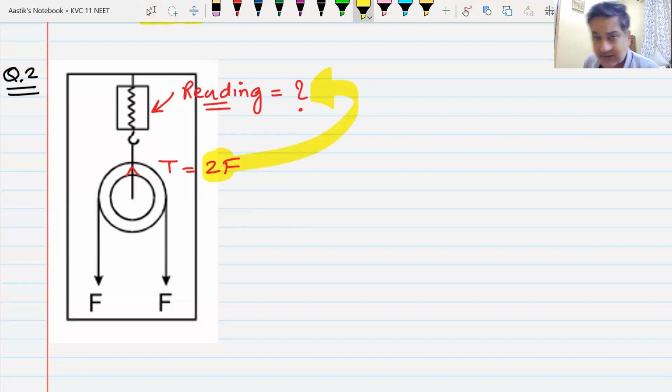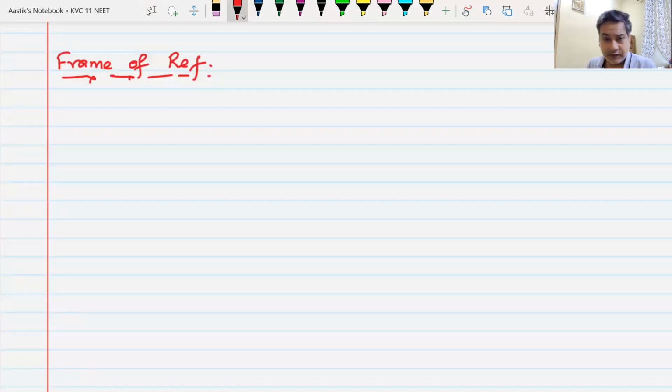Now let us move on to the last topic of this particular chapter, and that is known as the frame of reference. And we will just do it in very short because this is of not much importance for you guys. Now, what is a frame of reference? We are observing all these motions from somewhere, maybe from a bus, maybe from ground, maybe from airplane, maybe from a moving car. That place where you are and watching the motion is known as a frame of reference.